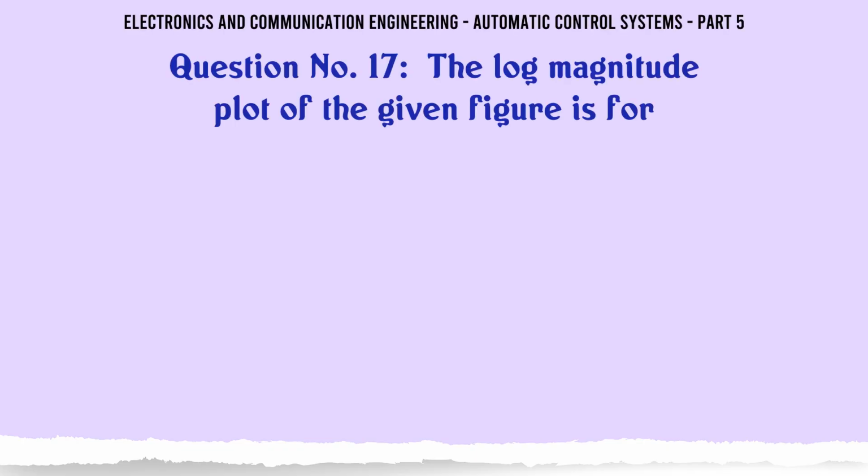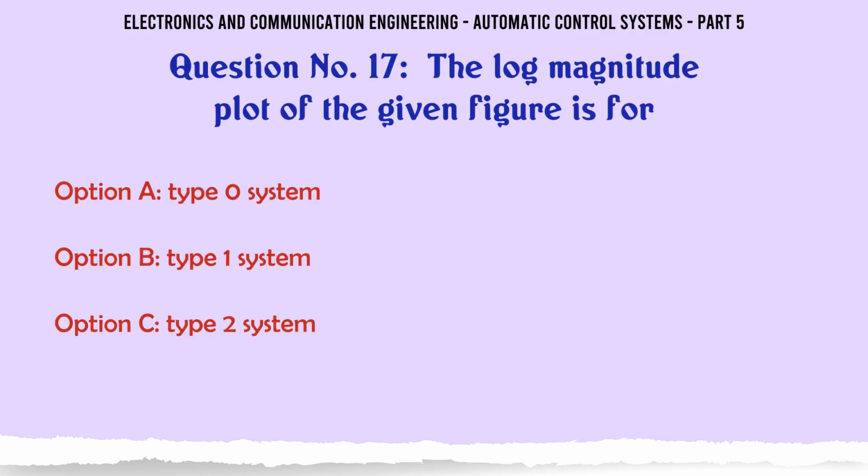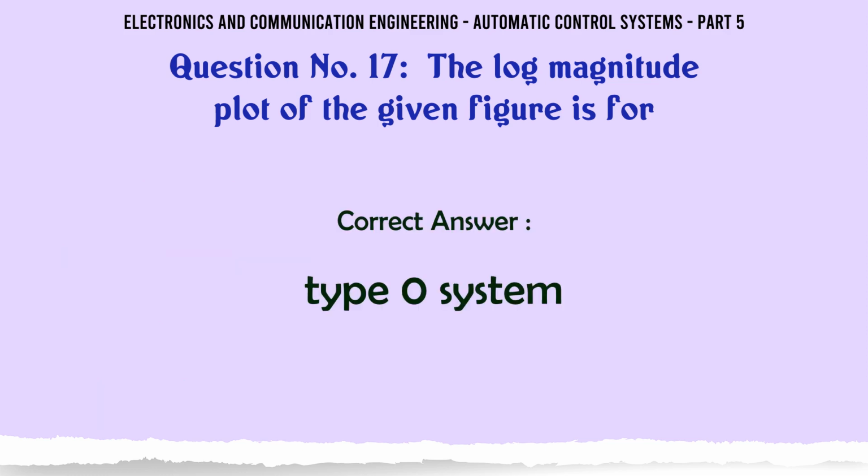The log magnitude plot of the given figure is for A. Type 0 system, B. Type 1 system, C. Type 2 system, D. Either type 0 or type 1 system. The correct answer is type 0 system.